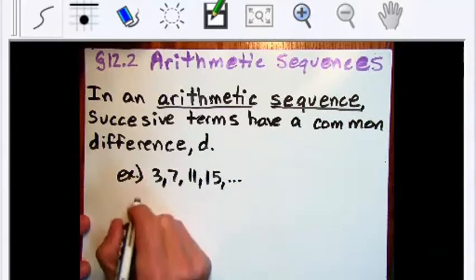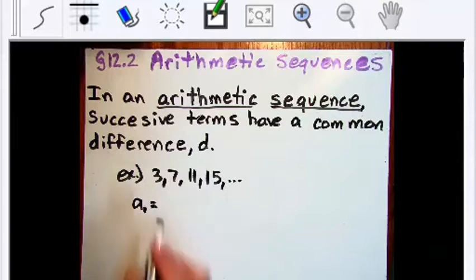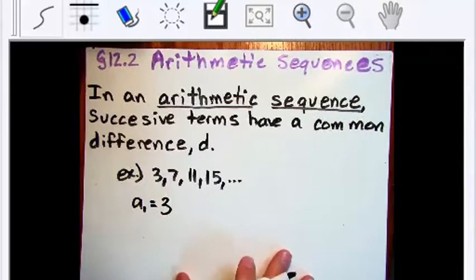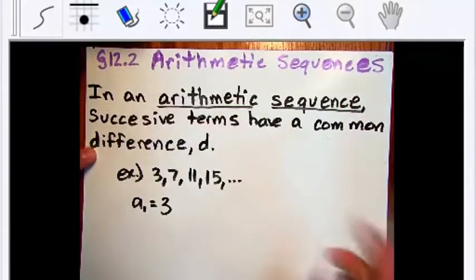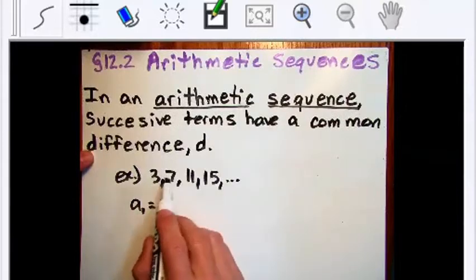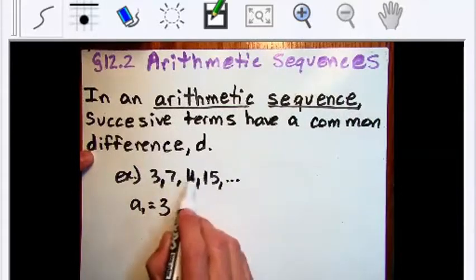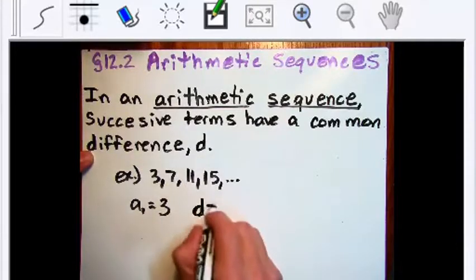So yesterday we looked at this notation, like a sub 1. You should be able to tell me what that is for this. It would be 3. But here is the difference from today. An arithmetic sequence is always going to have a difference. What I mean by that, you guys can see these are going up by a constant every single time. In this case, it would be 4.